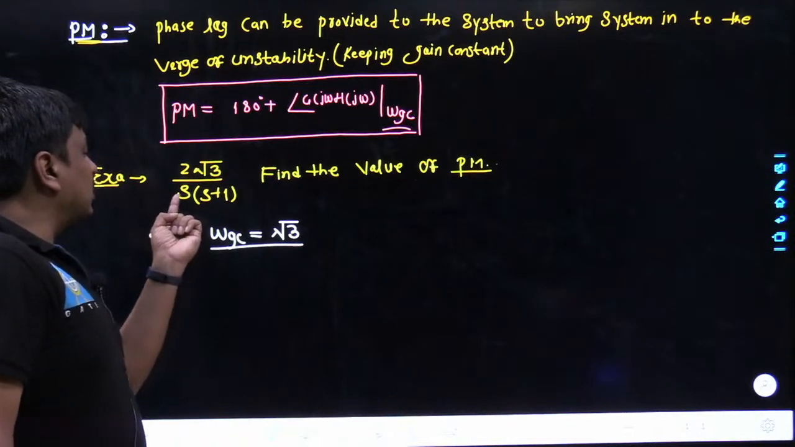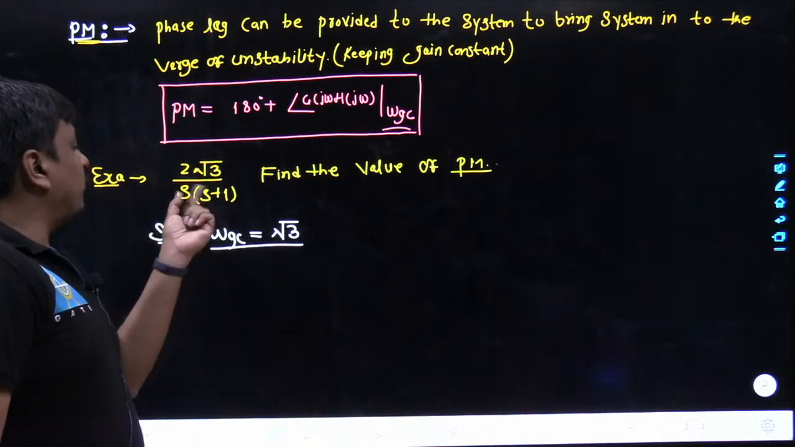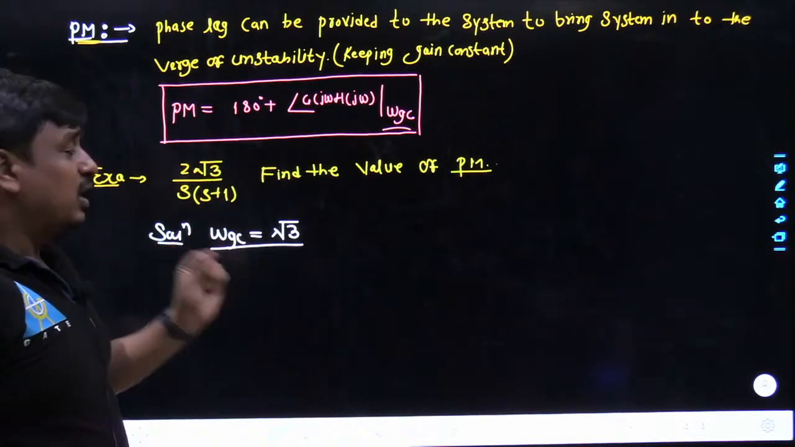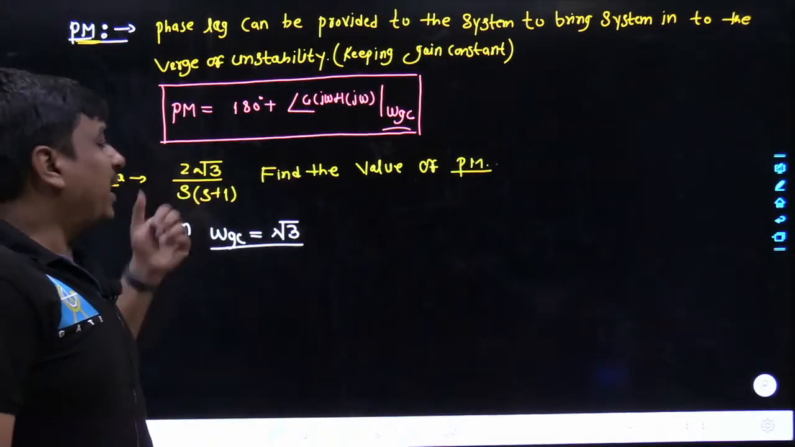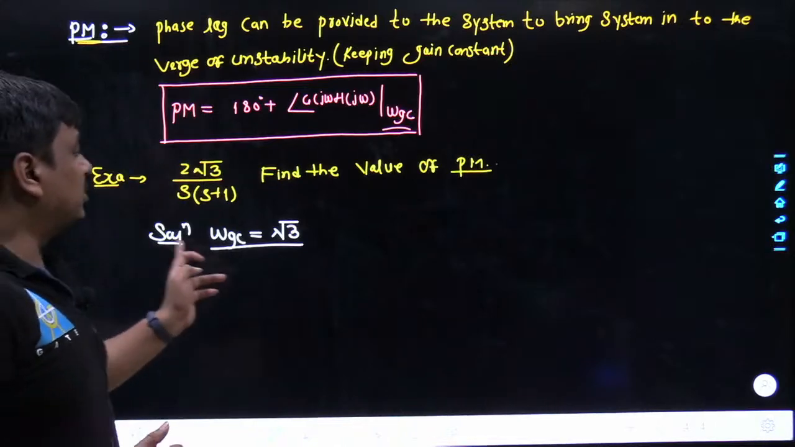If you want to cross check, you can cross check once again. If you keep root 3, here it's going to be root 3 to the power of 2, that's 3, plus 1, that's 4, root of 4 becomes 2. 2 and 2 go out, and similarly root 3 and root 3 go out. So obviously at omega equals omega GC equals root 3 radian per second, the magnitude offered by the OLTF is precisely 1. Agreed? Nobody should have any doubt as such.